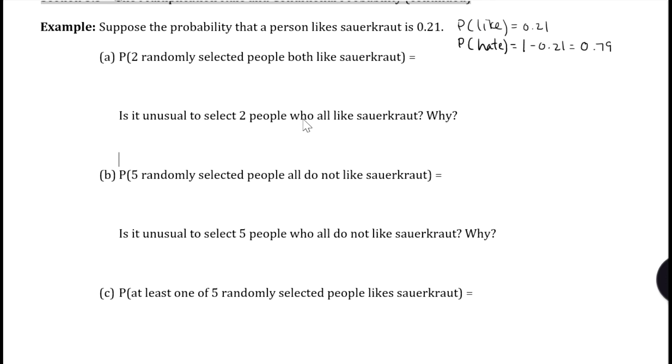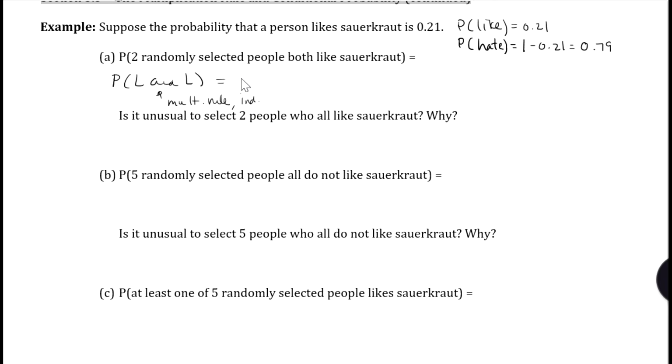Okay, so the probability that two randomly selected people both like sauerkraut, that's the probability that we like and like. So we have an and here, so we're going to use the multiplication rule. And with the multiplication rule, you have to determine whether they're independent or dependent. If one person liking it is not going to affect the next person liking it, because we're randomly selecting each individual, so it's going to be independent.